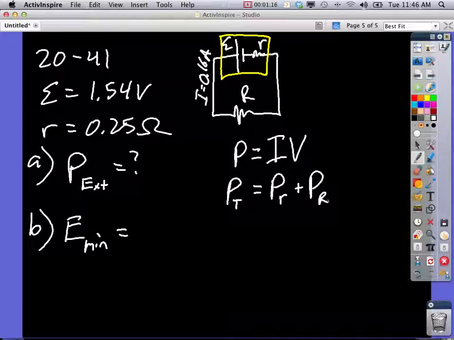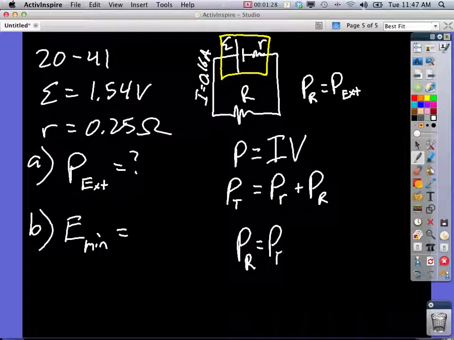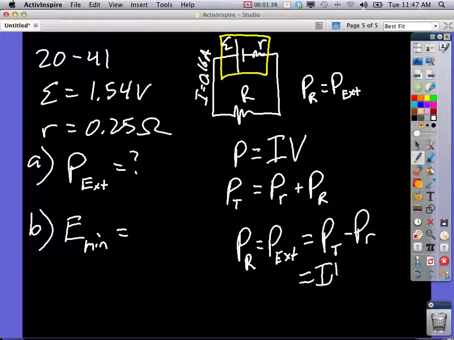Because each resistor is going to use up some power. The power of the big resistor is what I label power external right there. So I can say the power of the big resistor, which is equal to the power external, that's just a naming convention, is PT minus PR. For PT, I'm just going to use IV, and for PR, I'm going to use I squared little r. Then when you multiply that together, I don't know what you get.